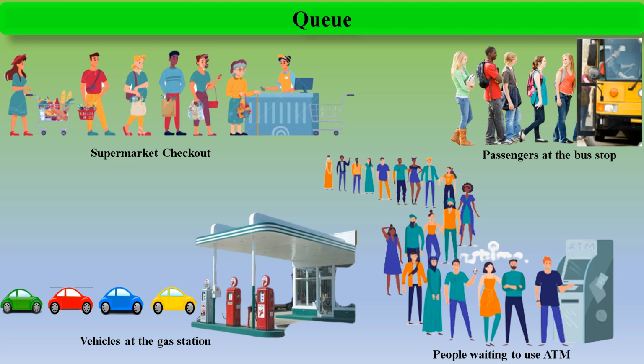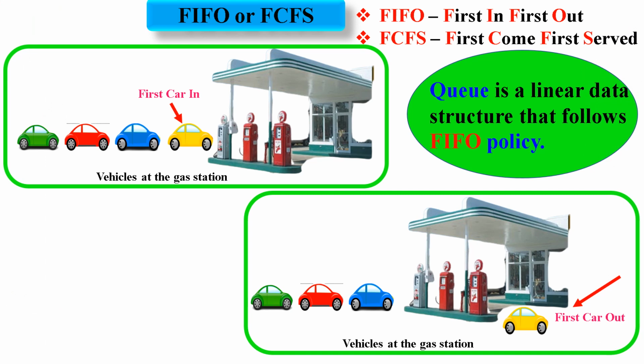Let's see queues in our day-to-day life at various places such as waiting in line at a supermarket checkout, passengers at the bus stop, vehicles in queue for filling gas at the gas station, people waiting to use an ATM, etc. In all of these cases, the first person in queue is served first and others can enter the queue only at the end. Thus, a queue is called a FIFO, first in, first out data structure, where the item first inserted is the first to get removed. Queue is known as the FIFO, first in first out approach, or FCFS, first come first served approach.